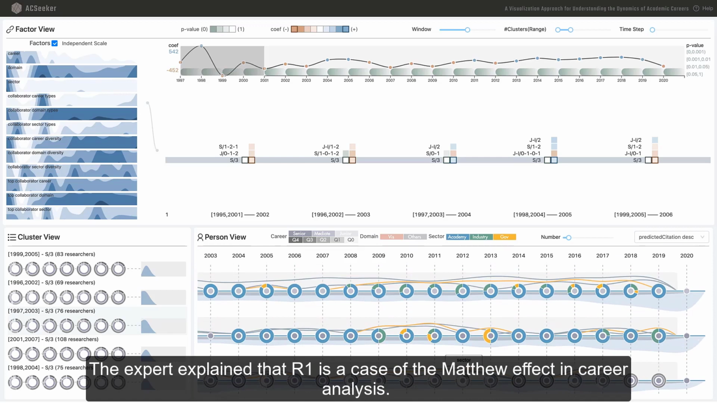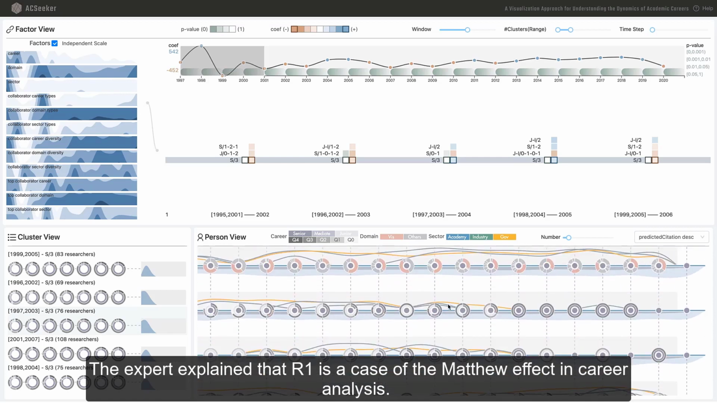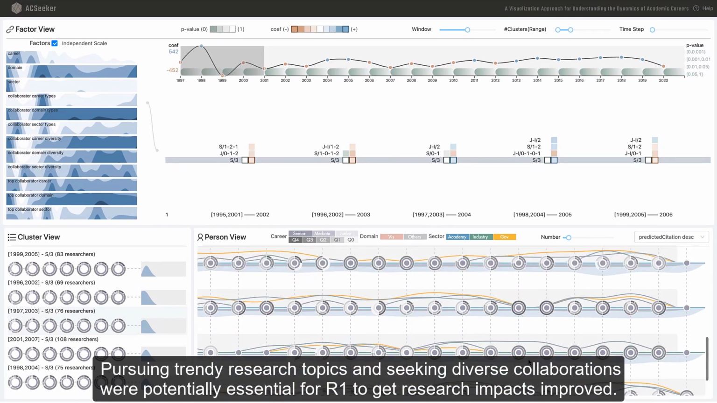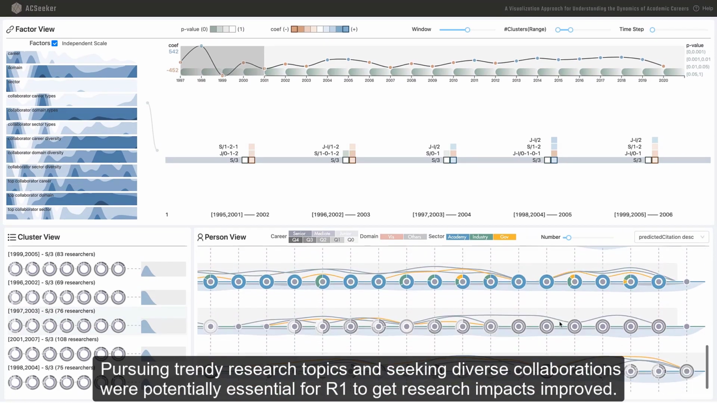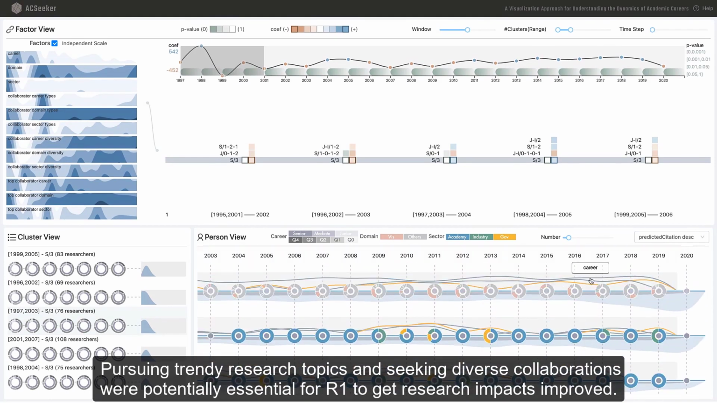The expert explained that the first researcher is a case of the Matthew effect in career analysis. Pursuing trendy research topics and seeking diverse collaborations were potentially essential for the first researcher to get research impacts improved.